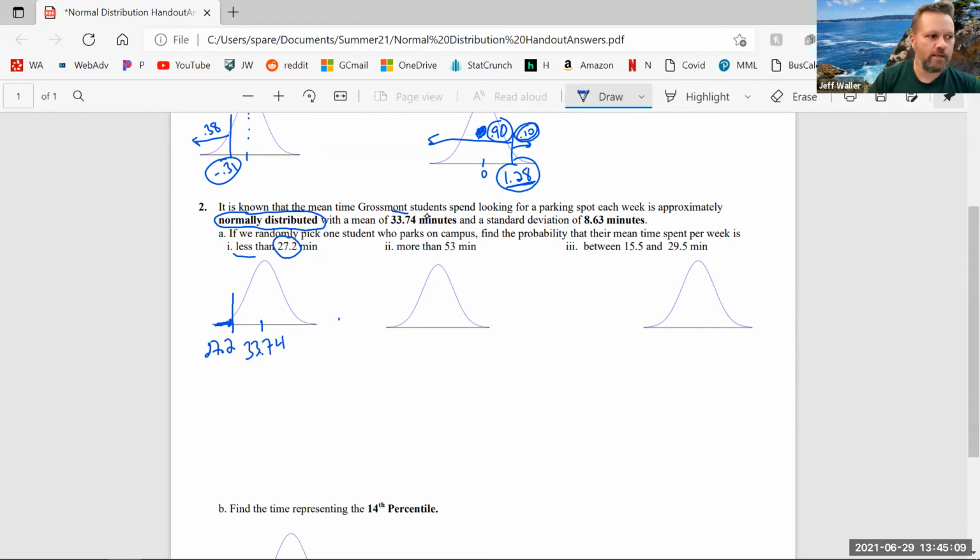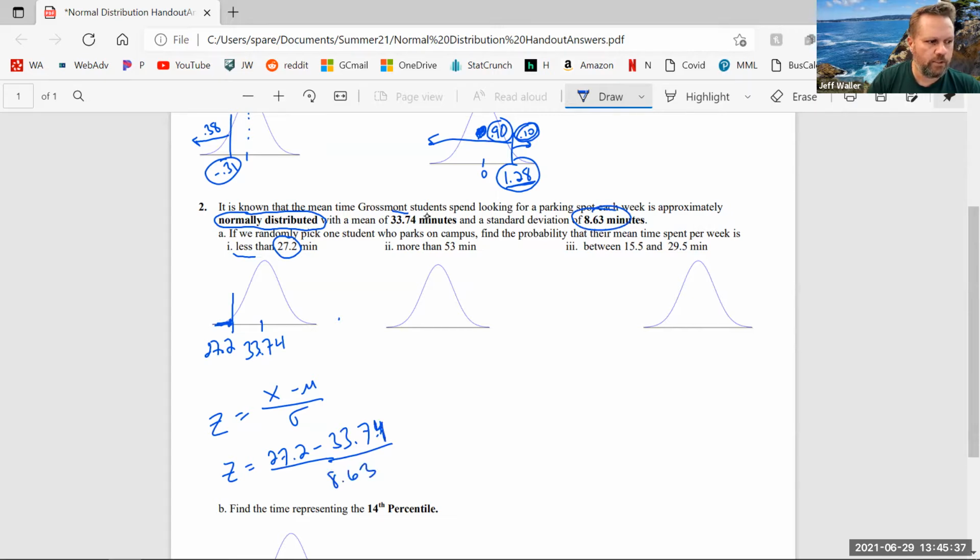Okay. So let's make this a z-score. What's the z-score formula? X minus mean, divided by standard deviation. So then what do we know here? What's the data point we're interested in? 27.2. Good. And then the mean, of course, is 33.74. And the standard deviation is up here, 8.63.